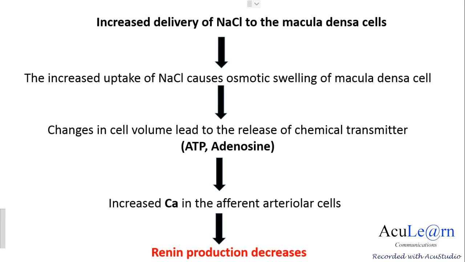Now, this increased calcium will inhibit the renin production. So, there will be decrease in the renin production. So, this is the third primary mechanism.